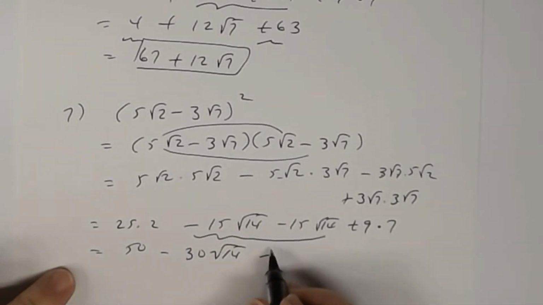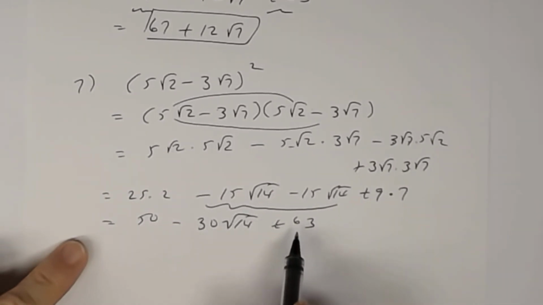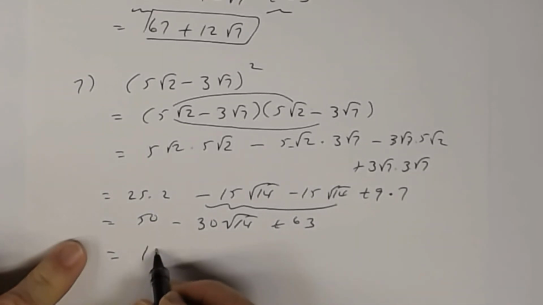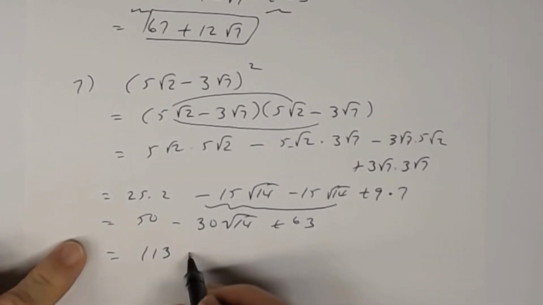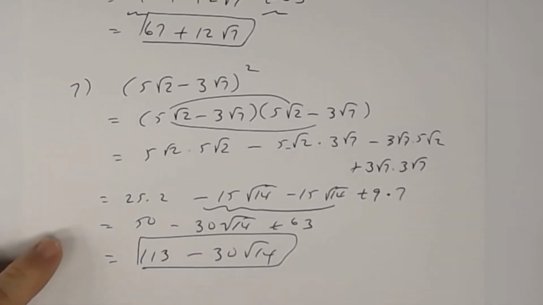And then 9 times 7 is 63. And then 50 plus 63, what's that? That gives us 113. Is that correct? All right. And then minus 30 square root of 14. And so there's the answer there. Okay. So that's number 7.